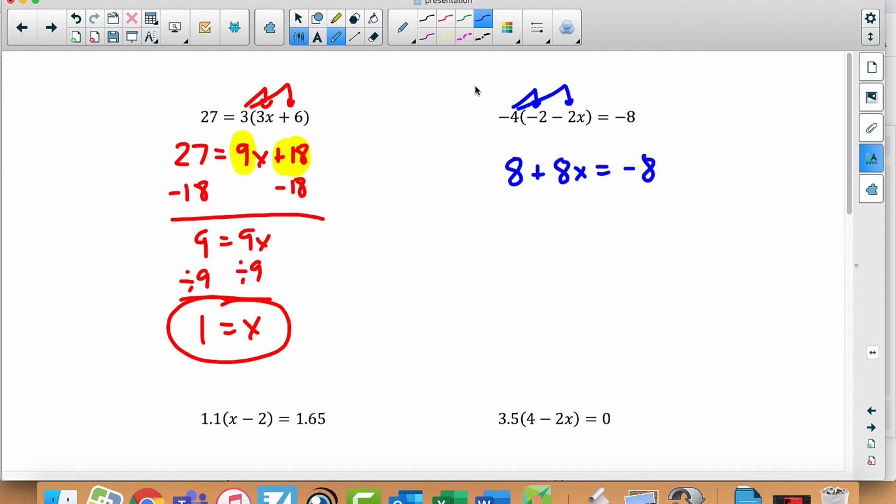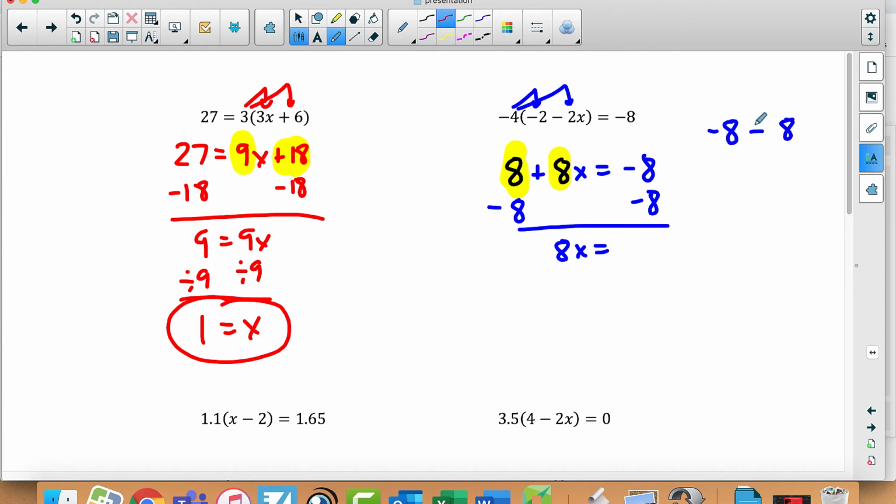Alright, our goal is to isolate the variable. Got to get rid of this 8, and we got to get rid of this 8. We got a lot of 8's in this question. So which one can we add or subtract? The first one. So we're going to minus 8 from both sides. This is gone, so we're left with 8x over here. This does not equal 0. This is negative 8, take away 8.